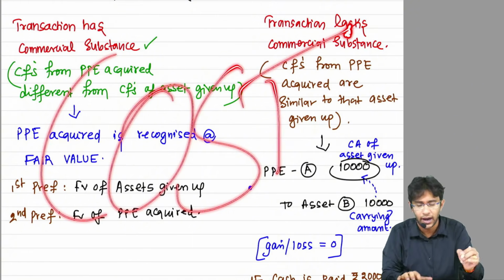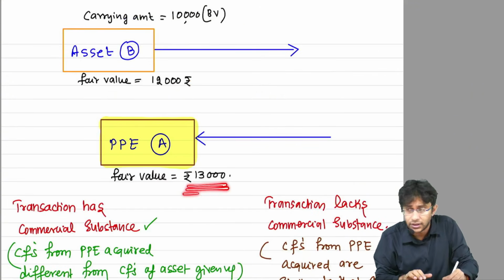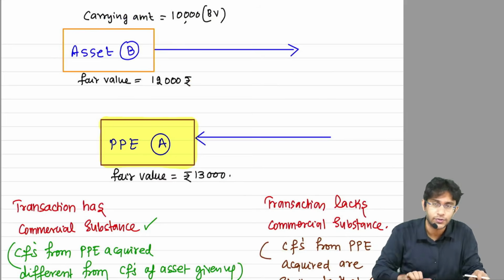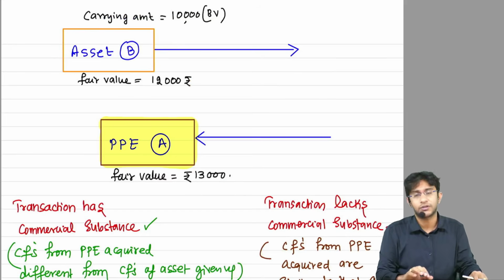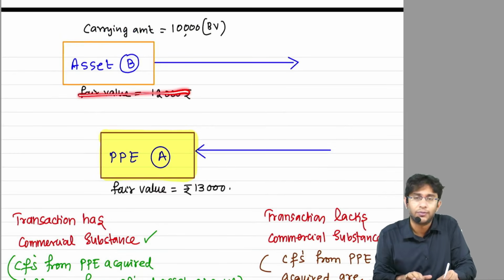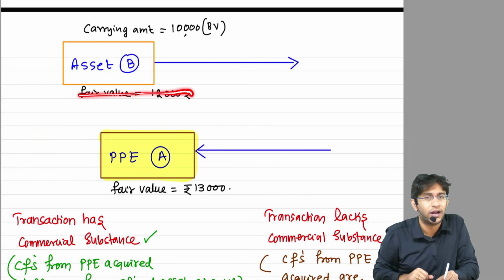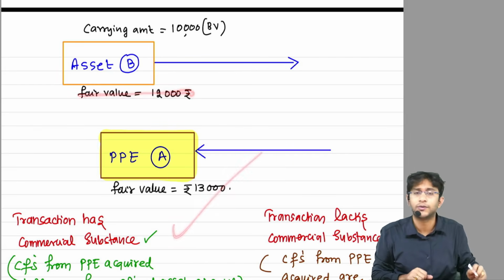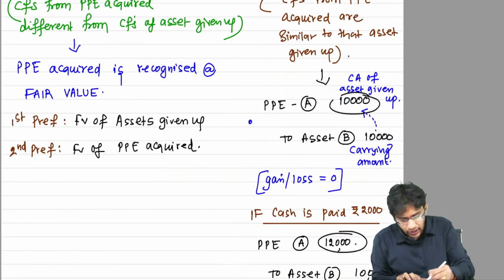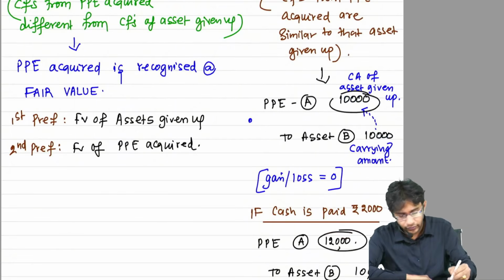Though you know that machine A's fair value is 13,000, you will not record it at 13,000, because first preference is always cost. Suppose you tell me I do not know the market value, say second hand asset, how will I know market value reliably? You do not know, fine, take 13,000. Like that. So the entry, how will it look now?